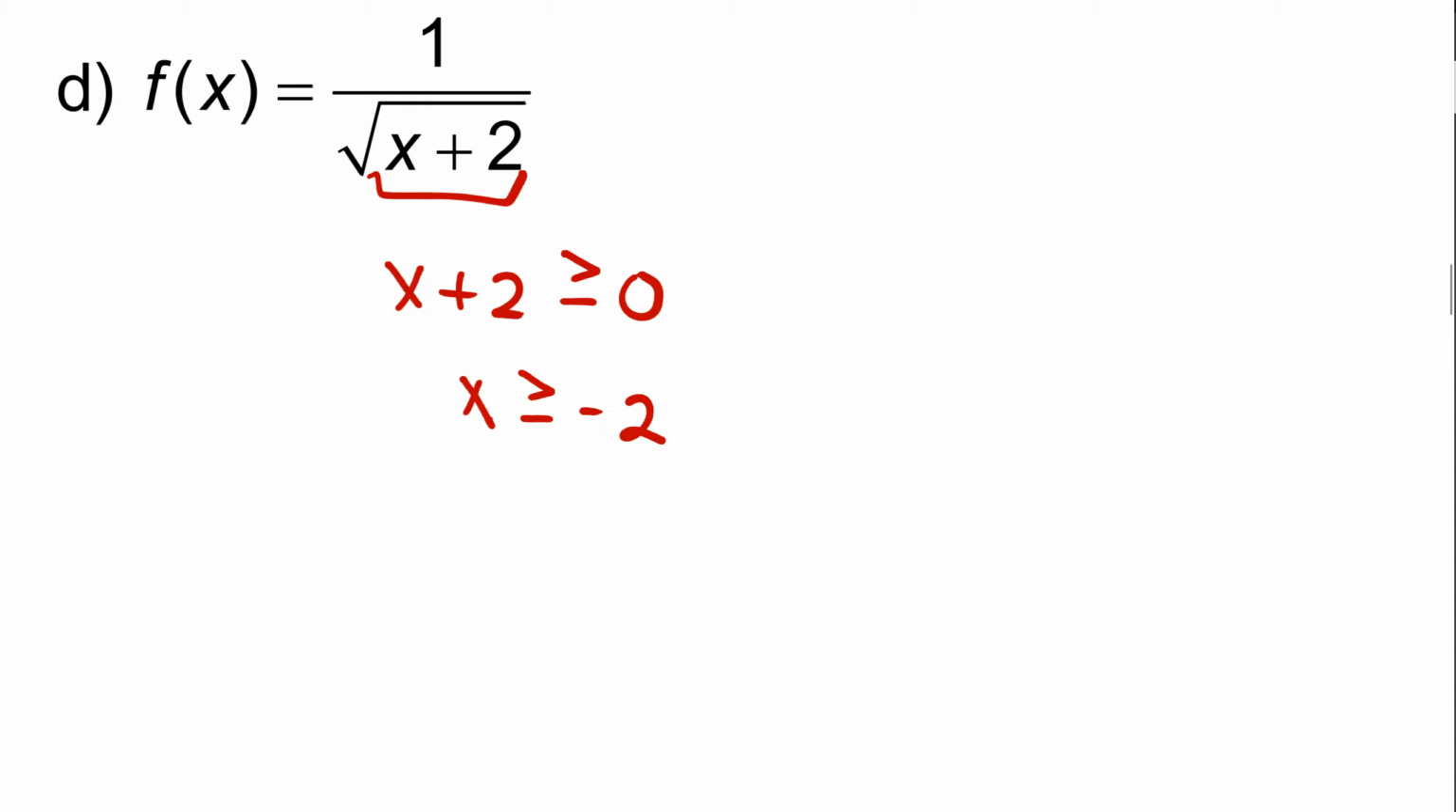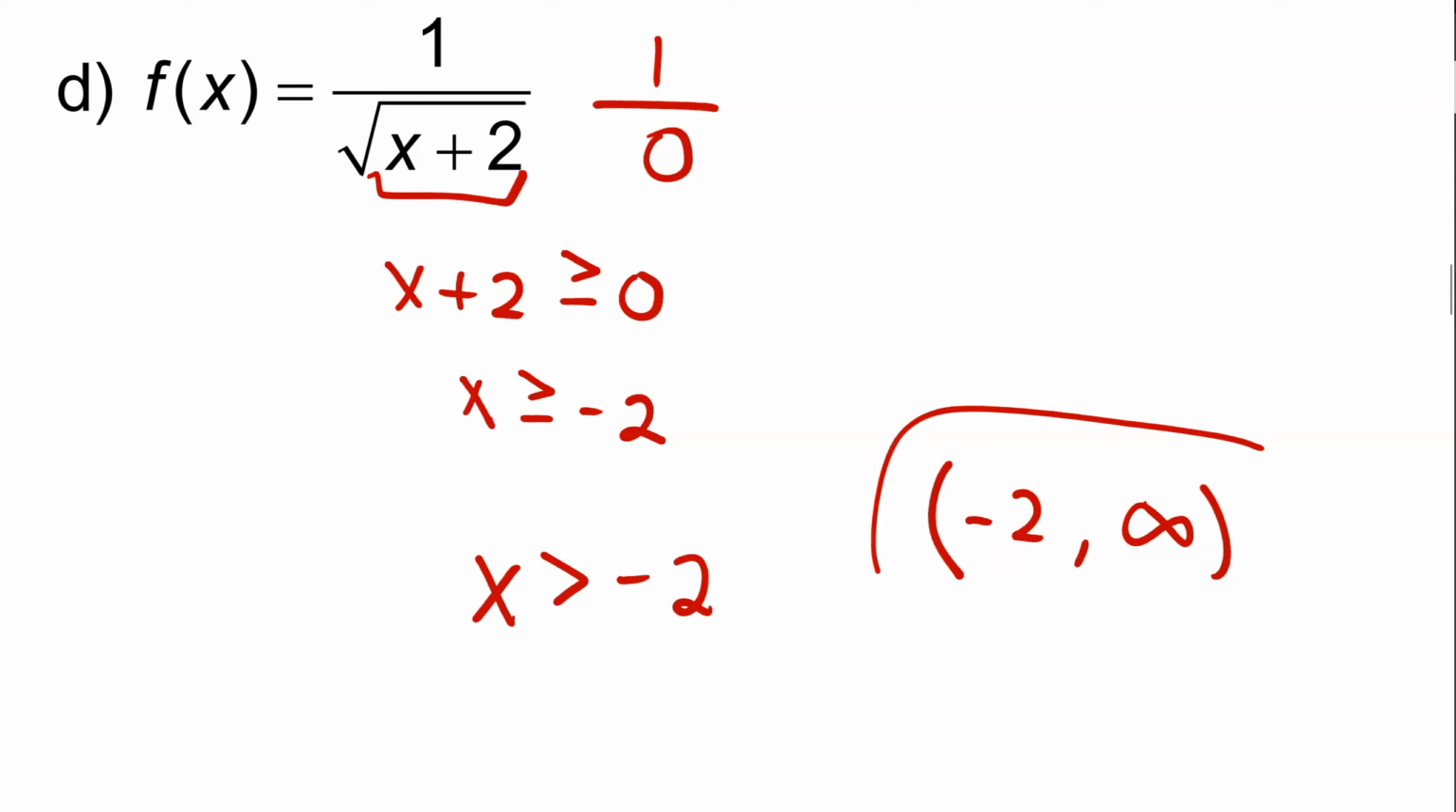But wait, the bottom of my fraction, I don't want it to equal 0, right? I don't want the bottom to equal 0. So I don't want it to be greater than or equal to 0. I just want it to be greater than 0 on bottom. Does that make sense? I'm excluding the equal to, because if the bottom equals 0, it's going to be undefined. So then it's just going to be x is greater than -2. So I just have -2 with a parenthesis to infinity.